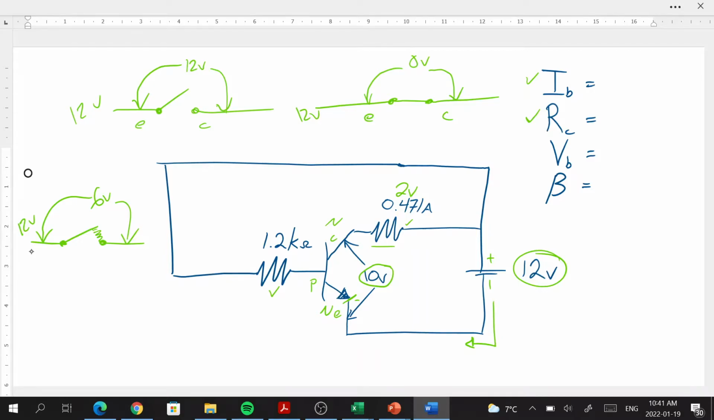But either way, if we know in this case that the transistor is open a little bit, and so therefore we've got a 10 volt drop here, we need to assume that the leftover voltage is 2 volts across the resistor on the collector. Okay, so using Ohm's law now, we know the voltage here and we know the current. So we can take 2 divided by 0.471. That's going to give us a resistive value then of 4.25 ohms.